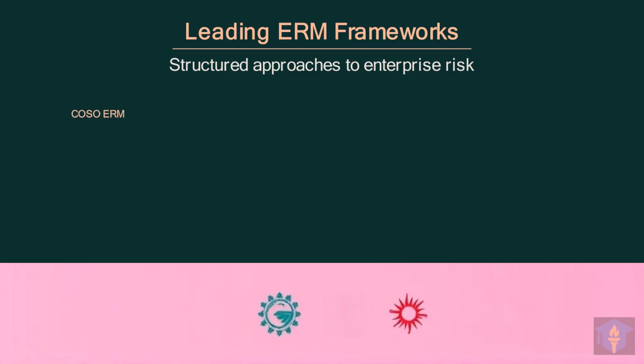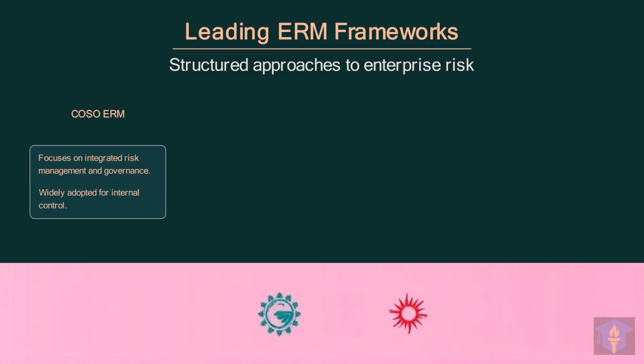Let's explore some of the leading enterprise risk management frameworks that organizations commonly use. These frameworks provide structured and systematic approaches for managing enterprise-wide risks effectively. First, we have the COSO ERM framework, known for its focus on integrated risk management and governance. It emphasizes integrating risk management throughout the organization, linking it closely with governance. This framework is widely adopted, especially for establishing strong internal controls within companies.